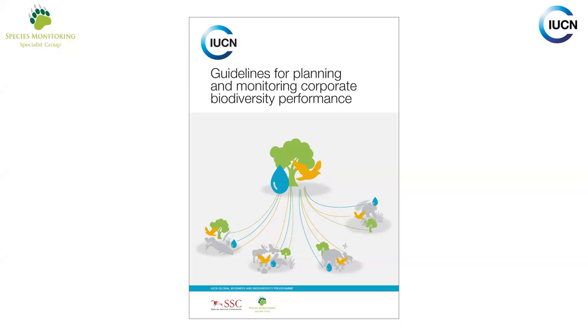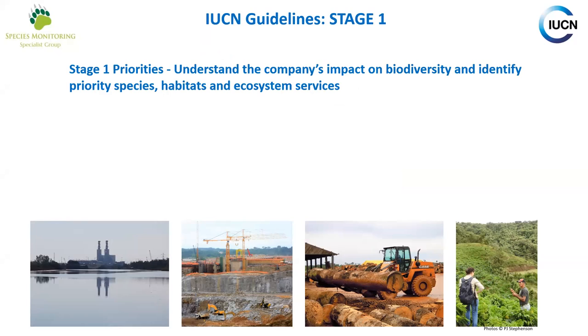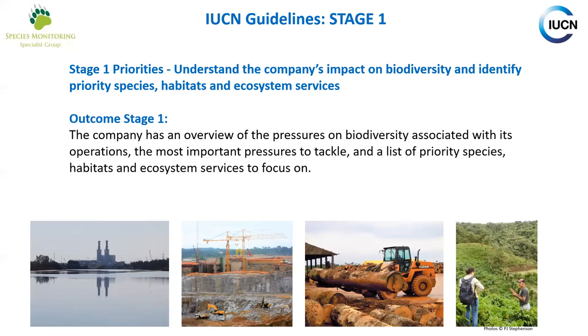So as Julia said, the stages in the guidelines basically help a company develop a strategic plan for biodiversity. And the first stage is about priorities. So this is about understanding the company's impact on biodiversity and identifying priority species, habitats, and ecosystem services. And so what this stage does is provide companies not only with a prioritized list of pressures that they need to tackle, but it also produces a list of priority species, priority habitats, and priority ecosystem services the company should focus on. So what this stage basically does is unpack biodiversity for the company and make the company understand what biodiversity means in its own context.